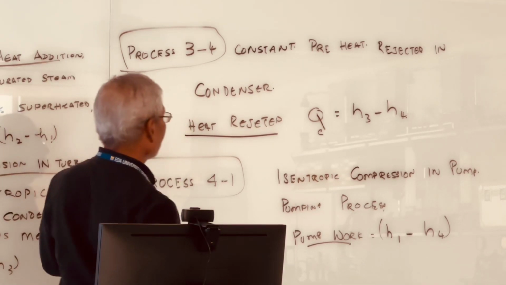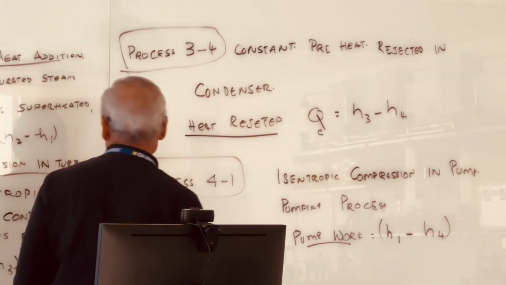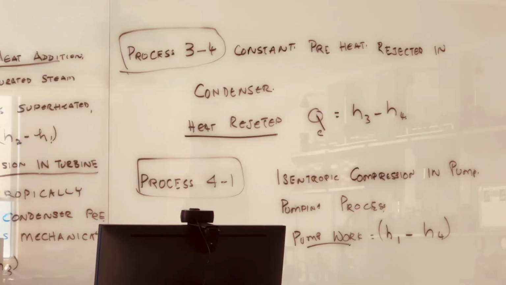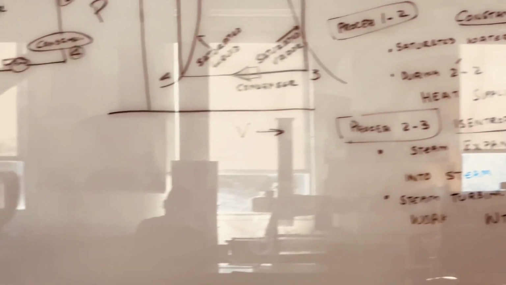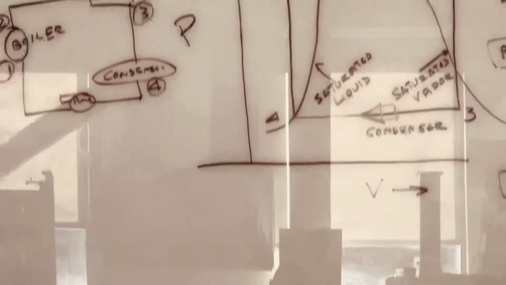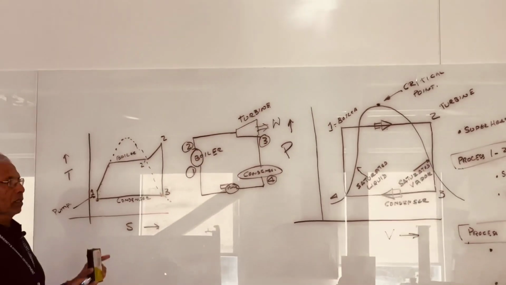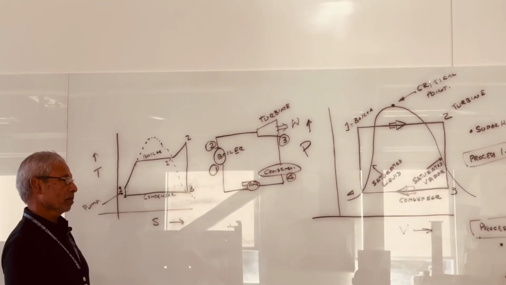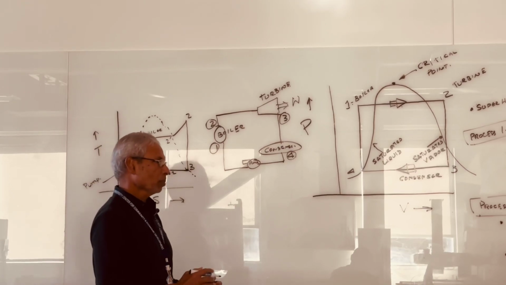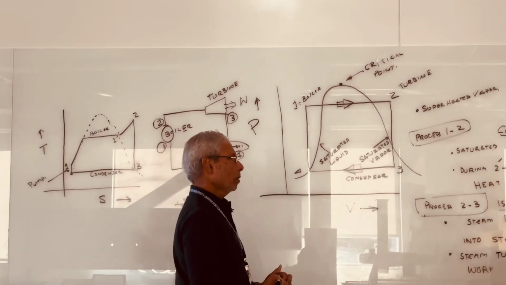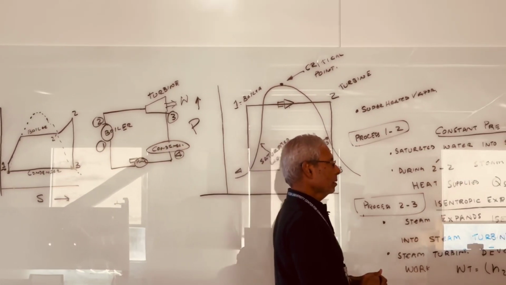And the last process is isentropic compression. So from here, you're isentropically compressing it from 4 to 1. In our Rankine cycle experiment, we won't be doing that, and we just stop our work with the condensation process. But these are the main processes that take place in the Rankine cycle. The last one is pump work. If you want to calculate the amount of work done, it is H1 minus H4.